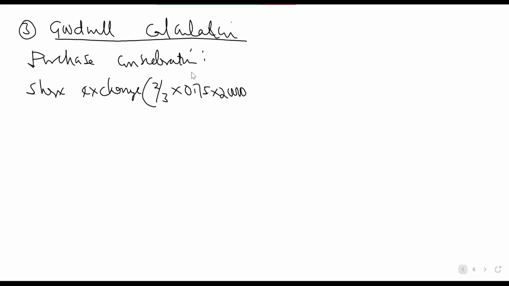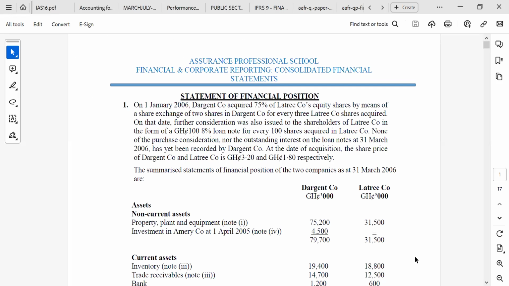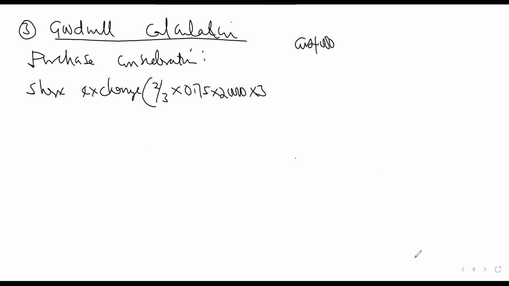10,000. And we are not interested in the number of shares. We are interested in the value because we are going to be recording this. So the 10,000 will be valued at what? 3.2. The shares are for the parent, so it will always be valued at the parent's current market price, and that will give us 3.2. What are we having? 32,000.